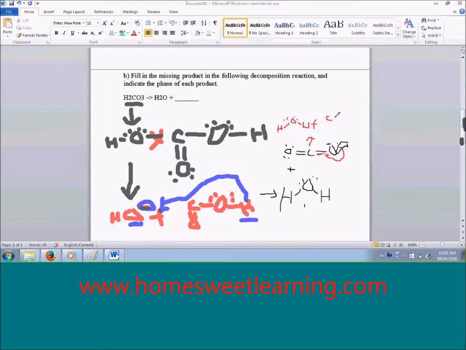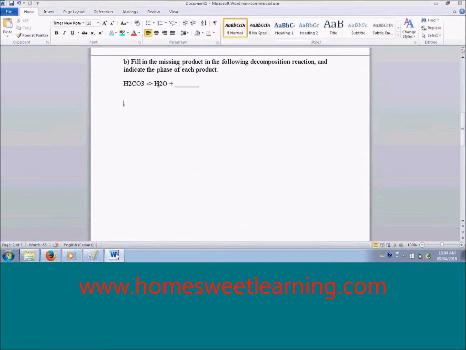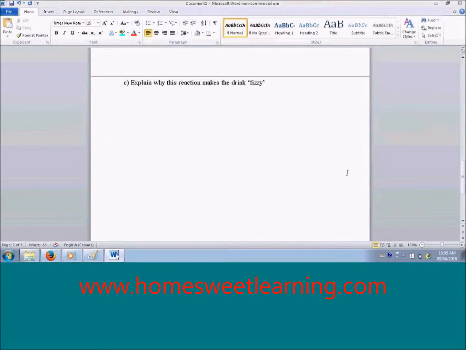So here's our Lewis structure, and carbon dioxide. And then I just had to say that water is a liquid and carbon dioxide is a gas. And then for part C, explain why this reaction makes the drink fizzy.